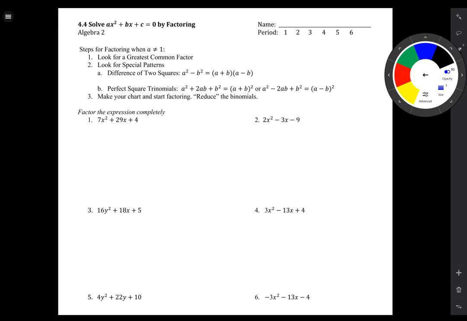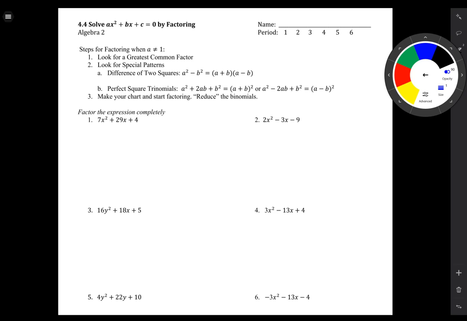Well, in this section, A is not going to be equal to 1. It's going to be any number other than 1, positive or negative. So when that happens, you have some additional steps. You can't just make the x factor, find the factors, and call it good. So here are the 3 steps that you must always follow when A doesn't equal 1.